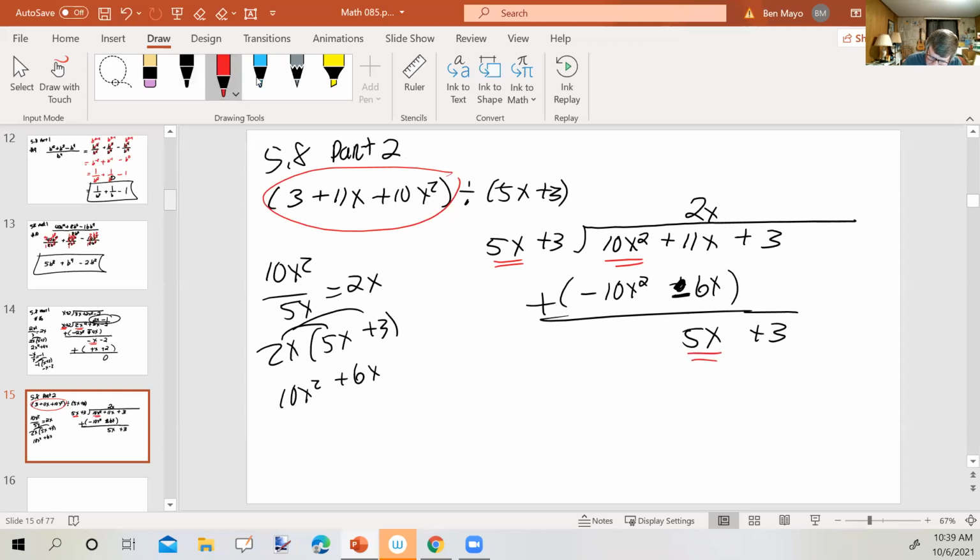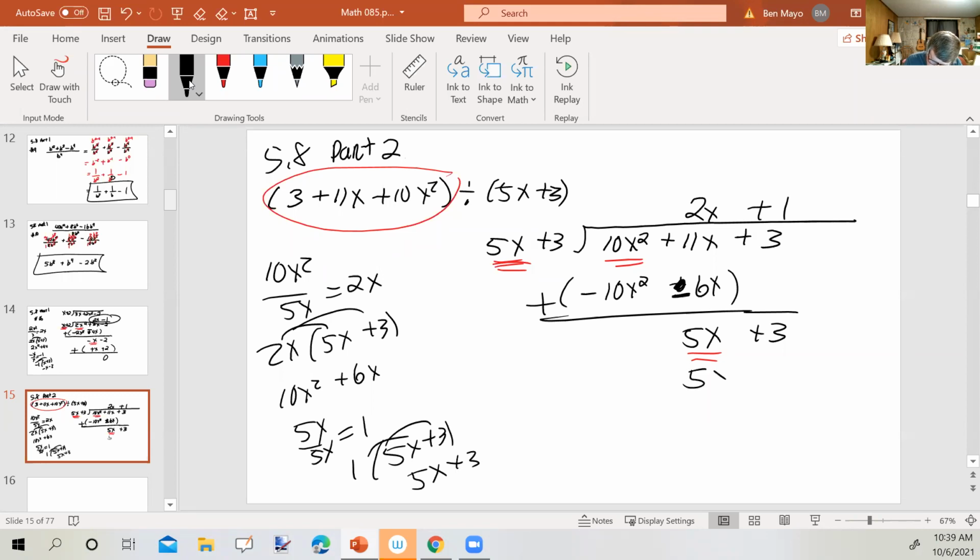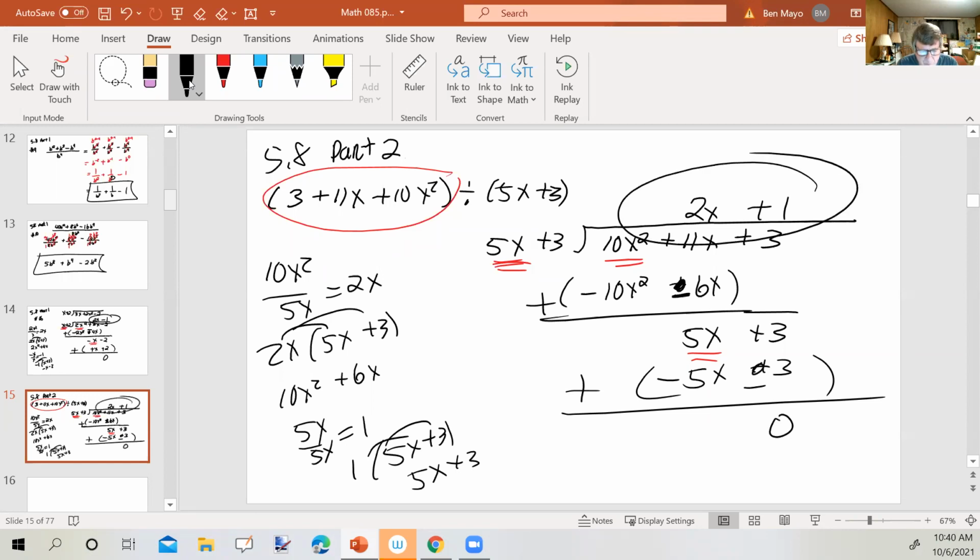Take the leading term inside divided by the leading term outside. 5x divided by 5x is 1. So we get plus 1. 1 times 5x plus 3 is 5x plus 3, which we put there. Subtract that from what's up above. Change it to addition of the opposite. 5x plus negative 5x is 0. 3 plus negative 3 is 0. So the answer is 2x plus 1. Any questions about that problem?